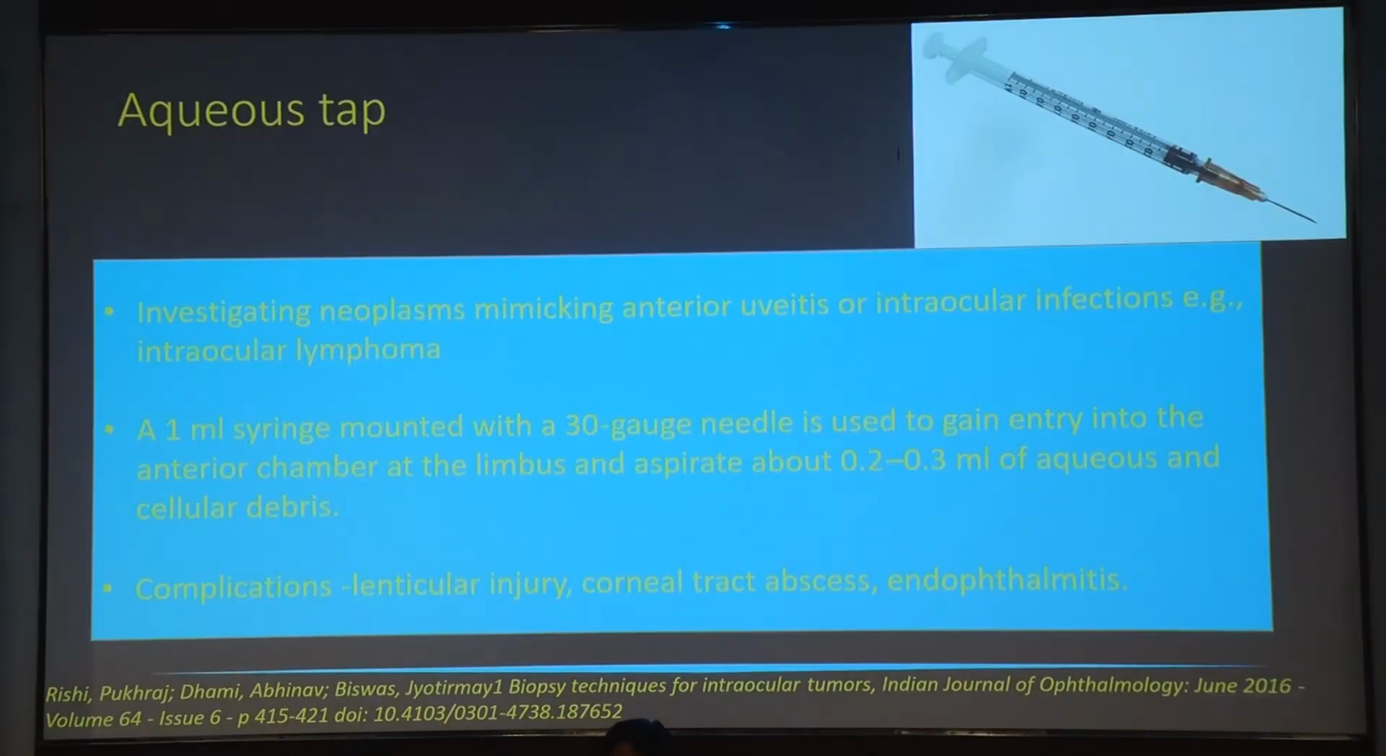Aqueous tap, I think it is straightforward. There is nothing much to know about how to do an aqueous tap. You just use a 1 ml 30 gauge needle. You put the needle into the AC, remove 0.1 to 0.2 ml of aqueous and send the material to the cytopathologist to understand the nature of the specimen.